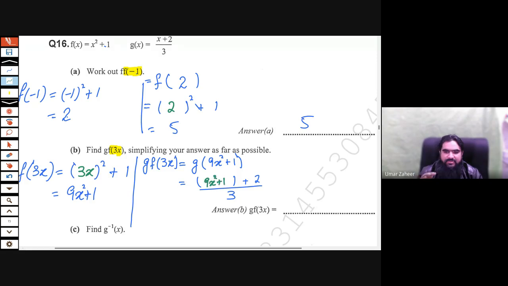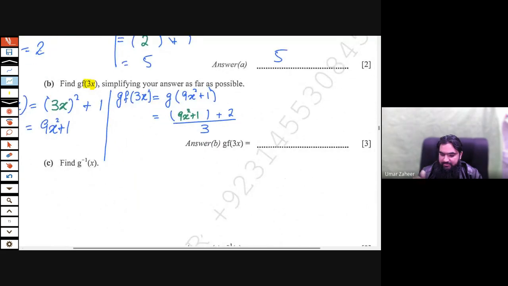If you do these questions step by step, there is a lot of chance you will get the right answers. Now, it will be 9x square plus 1 plus 2, that will be 3 divided by 3, but it can be more simplified. Because he says simplify your answer as far as possible. So 3 can be common. It will be 3x square plus 1 divided by 3.